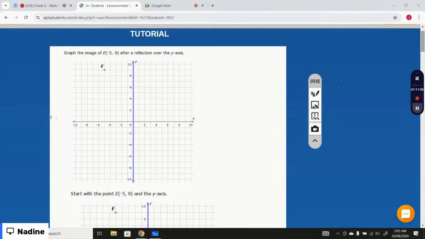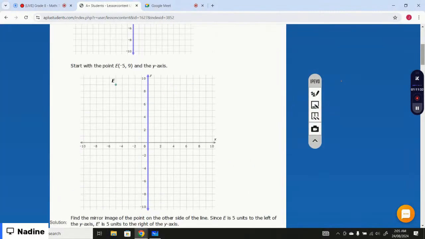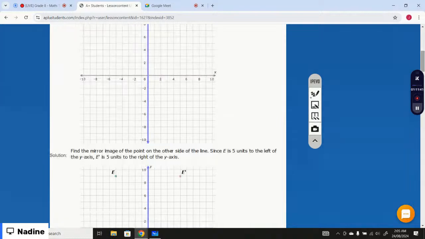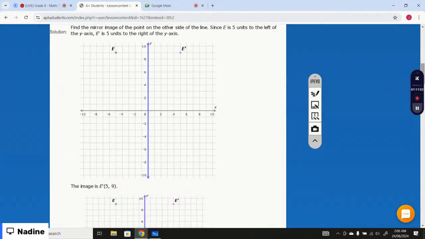So let's read the description. Start with the point E (negative 5, 9) and the y-axis. Find the mirror image of the point on the other side of the line. Since E is 5 units to the left of the y-axis, E dash is 5 units to the right of the y-axis. So you can see this distance is 5 units left of the y-axis, so the reflected image would be 5 units on the right side of the y-axis. So the reflected image is at (5, 9). Got it?